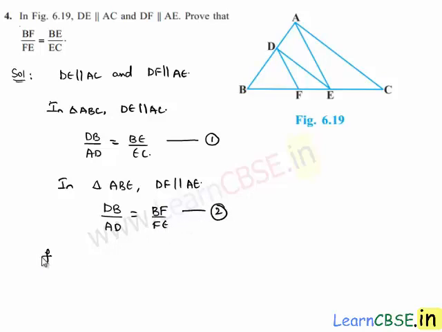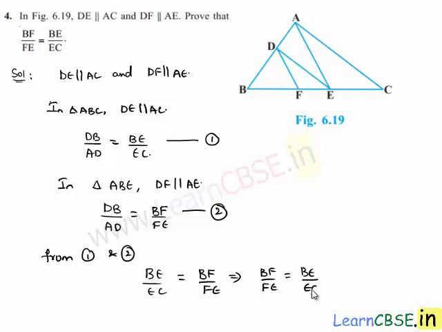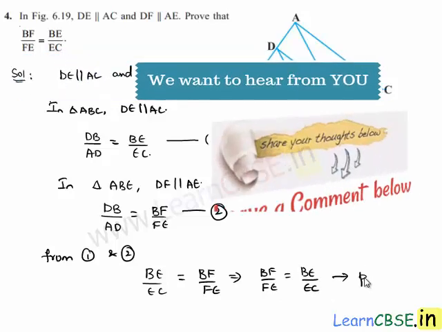Now from 1 and 2, as left hand side in both the equations is equal, we can say right hand side will be also equal, that is DE by EC is equal to DF by FE, which can also be written as DF by FE is equal to DE by EC, which is the required proof.